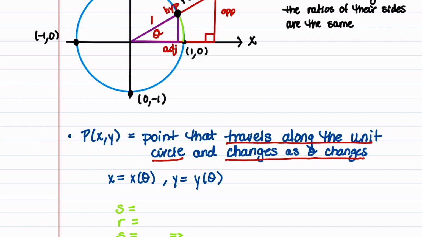Let's now label the arc length subtended by our angle theta as S up in our picture. The formula for arc length tells us that S is equal to r times theta. Our radius, which we can put in our picture here, is equal to 1. So if we substitute r is equal to 1 into our equation, we end up with S is equal to theta. So that tells us as S changes, theta changes.